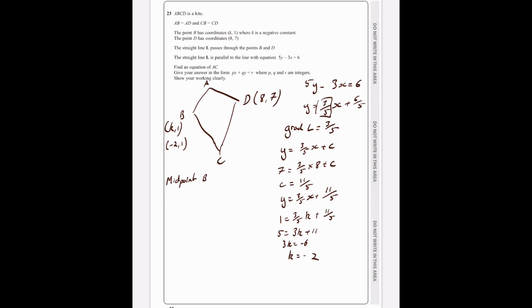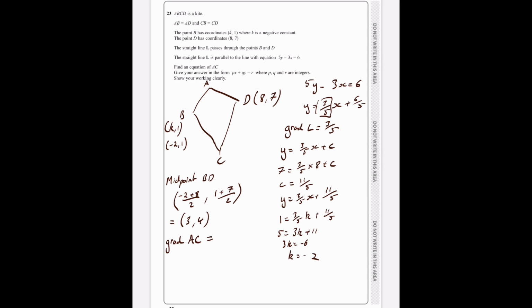We'll find the midpoint of BD. That's going to be useful because we know that the midpoint of BD will be on the line that travels through AC, which is the one that we're searching for. Using the formula for a midpoint, (x1 plus x2) over 2, (y1 plus y2) over 2, we get that the midpoint of BD is the point (3, 4).